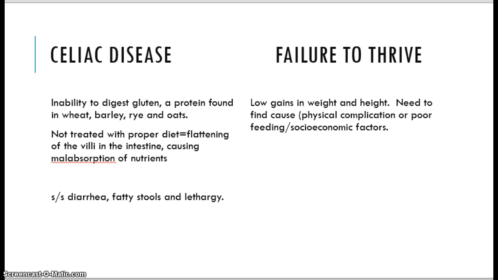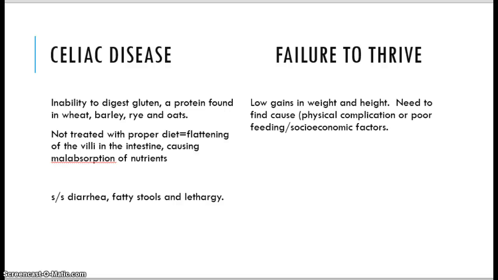And just a couple of conditions or diseases that kind of fit with this nutrition unit. Celiac disease is the inability to digest gluten, which is a protein found in many of the foods we eat: barley, wheat, rye, and oats. A person with celiac disease has to avoid those types of products or foods because the microvilli in the small intestine get damaged or flattened when those foods are eaten.